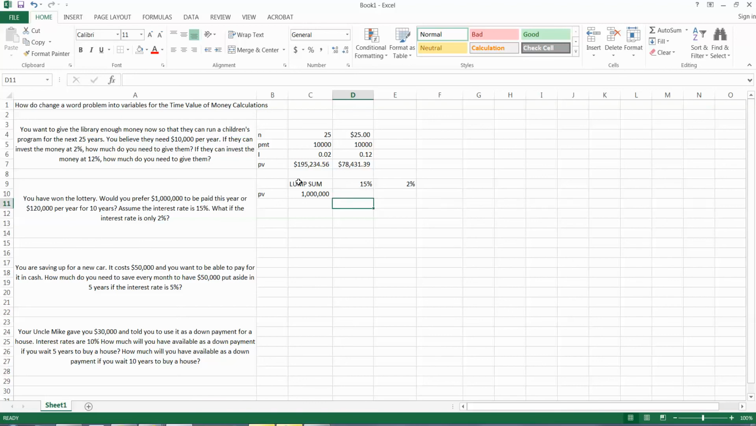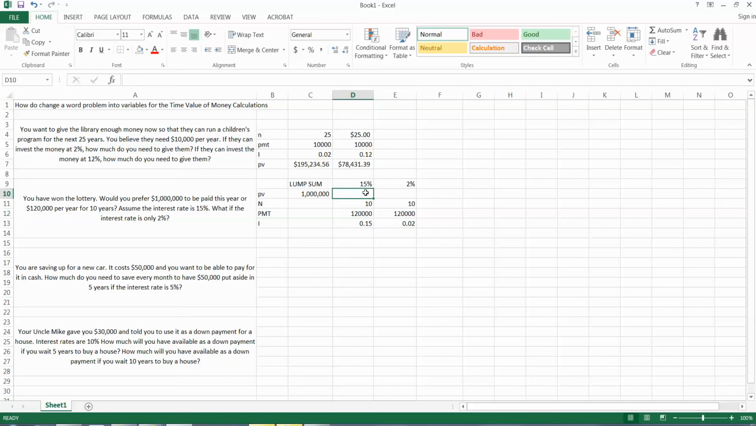So what we're going to solve for is the present value, and we know that our number of periods is 10 years, and we know that our payment is $120,000. Be good if I put that in the right column. Sorry, we're going to use it over here anyway. Great. And we've got to put in our interest rate, which is 0.15 in this column and 0.02 in this column. This way we can solve right away for both.